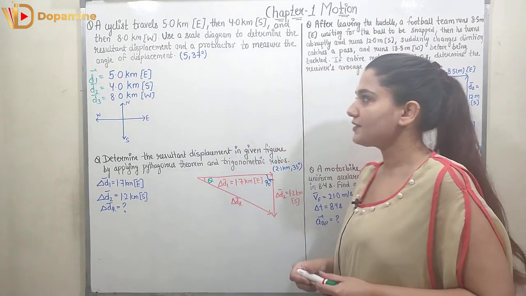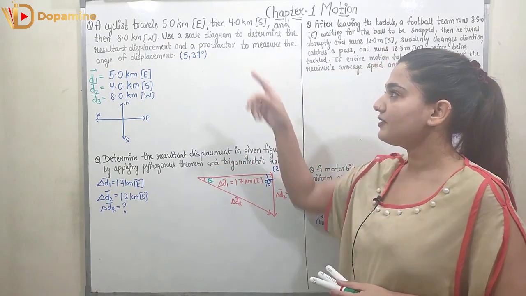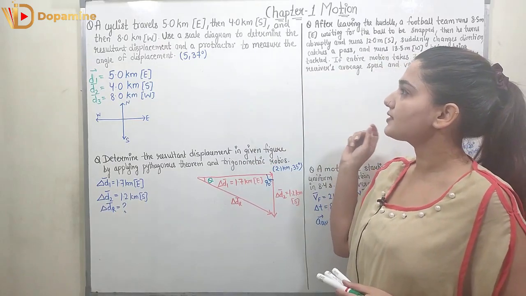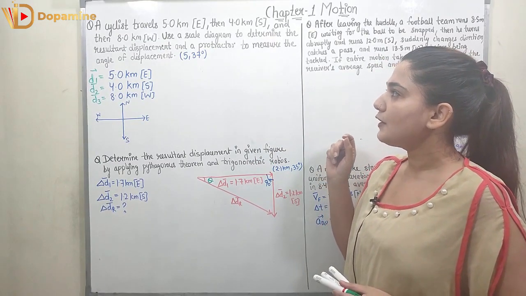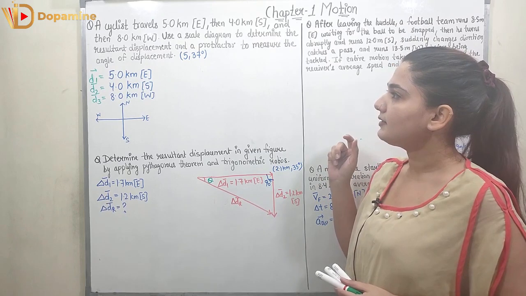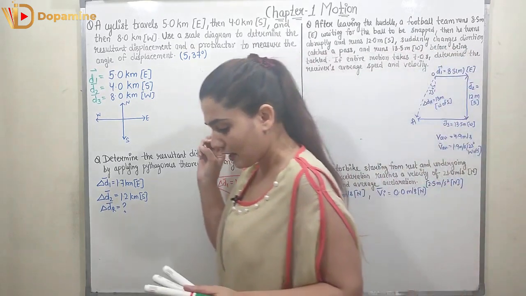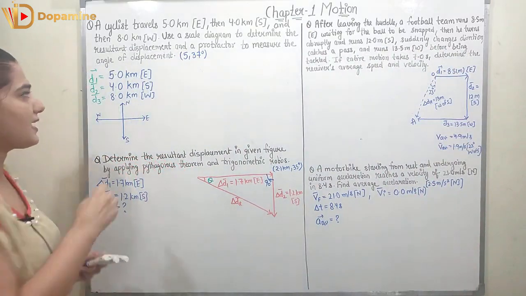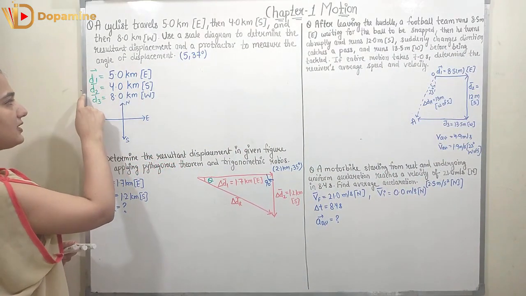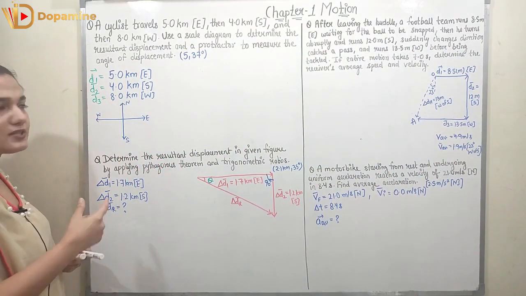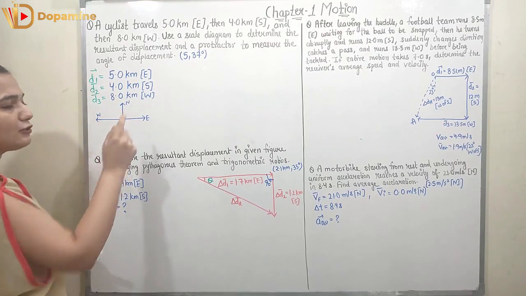So let's start with the first problem. It states a cyclist travels 5 km east, then 4 km south and then 8 km west. Use a scale diagram to determine the resultant displacement and a protractor to measure the angle of the displacement. So we have three displacements of the cyclist. Displacement 1 is 5 km east, displacement 2 is 4 km south and displacement 3 is 8 km west.